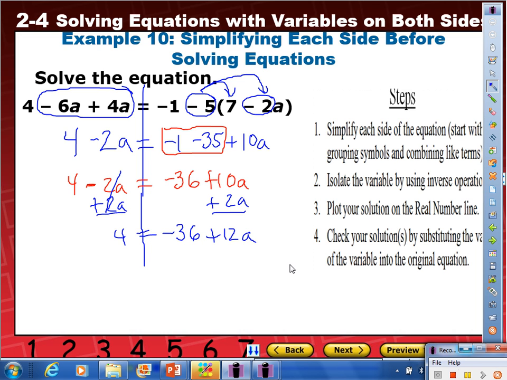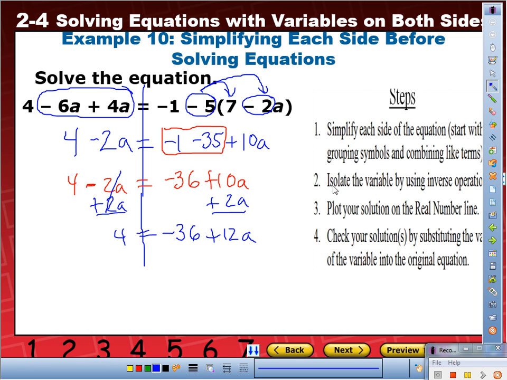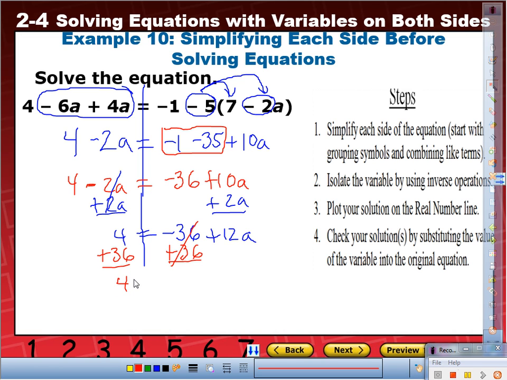All right, help me right here, Jessica. What do I do? Okay, let's see. To solve for a, what do we need to do? So we need to get rid of the negative 36. So what is the opposite of a negative 36? Positive 36. Whatever we do to one side, we do to the other side. Thank you. So this is 40 equals, bring down the 12a.